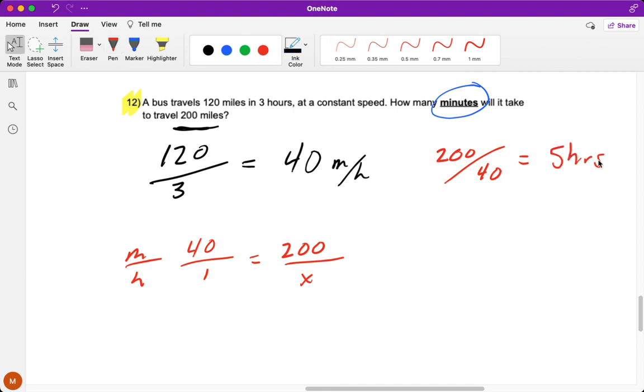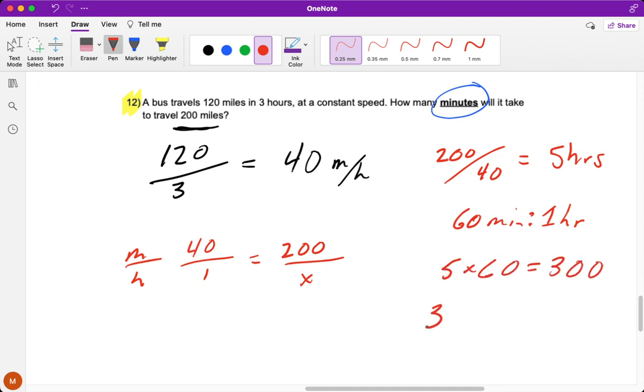And some of you gave me that answer as 5 hours. However, the question said how many minutes? And there are 60 minutes in 1 hour. So now we have to do 5 times 60, which is equal to 300. So it is 300 total minutes.